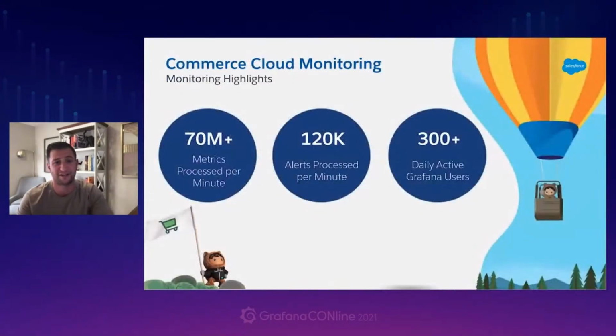And next, for some stats. We process more than 70 million e-commerce metrics per minute. From those metrics, our internal teams have configured thousands of unique alert definitions. And our Grafana alerting, in combination with a homegrown alerting service, processes more than 120,000 alerts per minute to provide proactive monitoring capabilities to our internal teams. And Grafana is serving more than 300 active daily users across our internal teams every day.